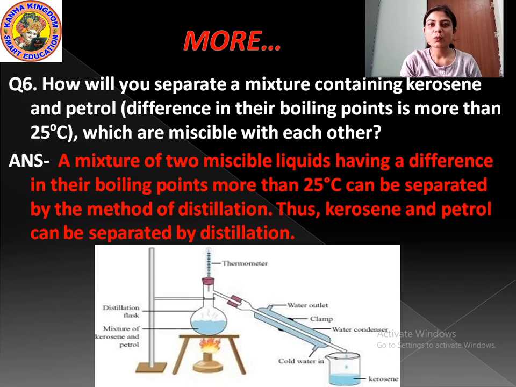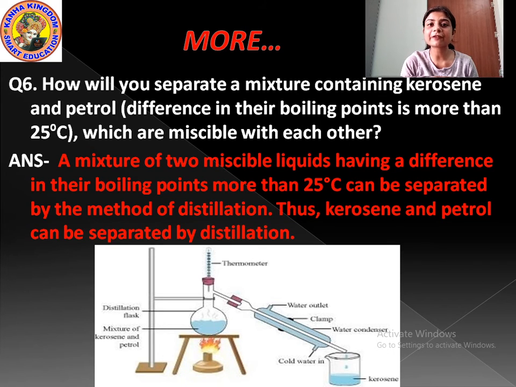So now students, question number 6. How will you separate a mixture containing kerosene and petrol, which are miscible with each other, and the difference in their boiling points is more than 25 degrees Celsius? Miscible means which are uniformly dissolved with each other.